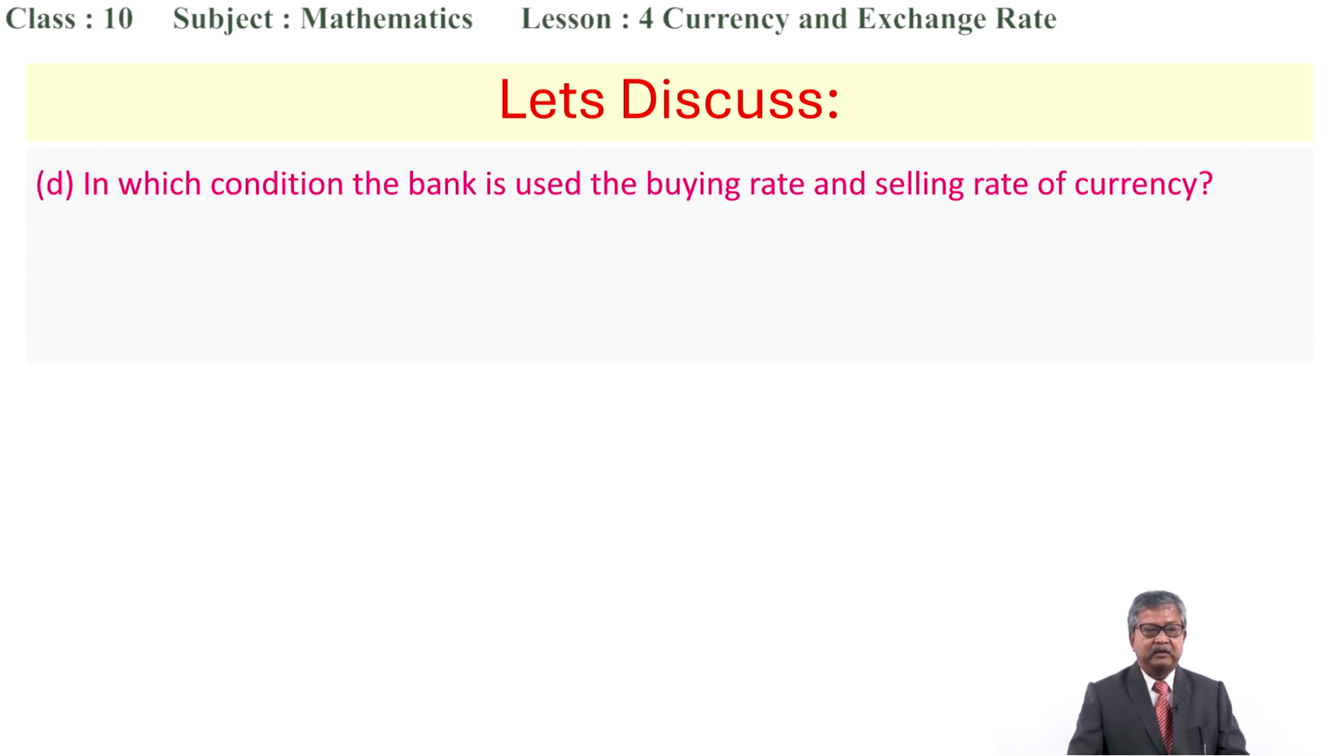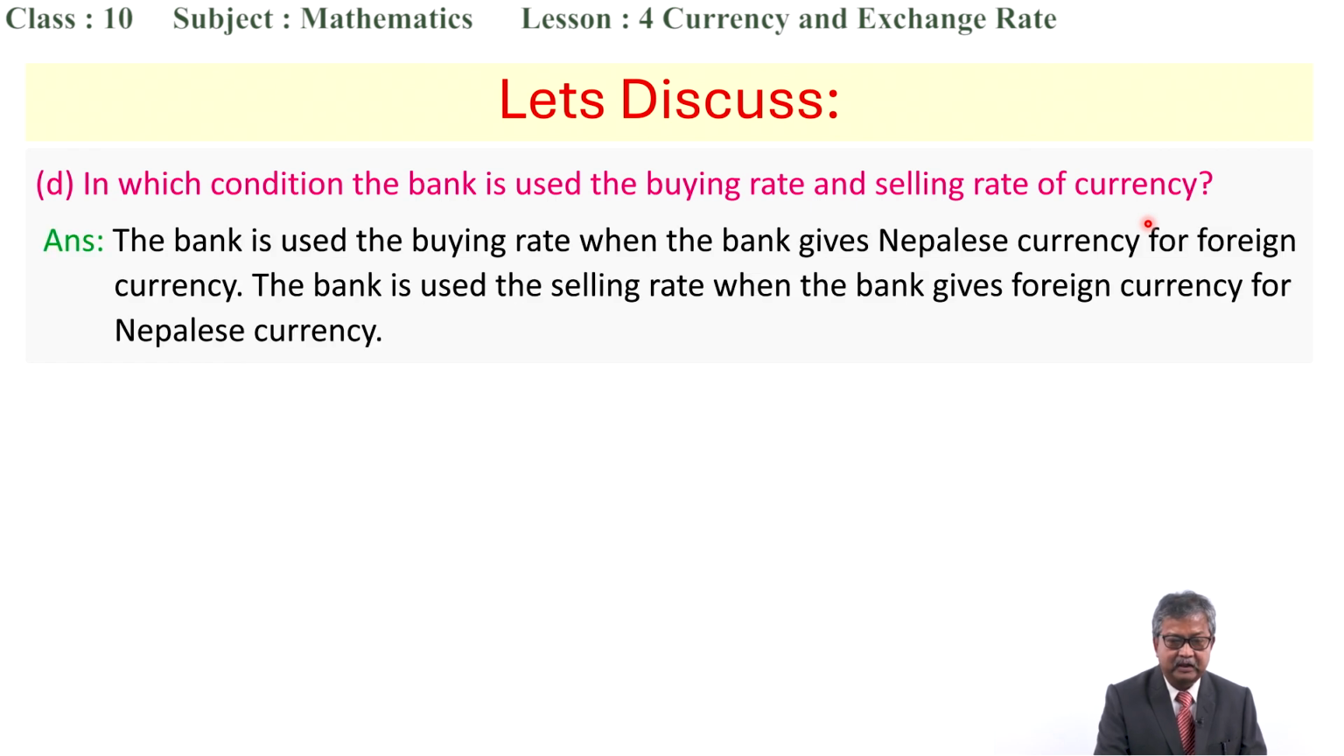Now the next one: in which condition does the bank use the buying rate and selling rate of currency? So I will just explain. What do you say? Yes, the bank uses the buying rate when the bank gives Nepalese currency for foreign currency, and the bank uses the selling rate when the bank gives foreign currency for Nepalese currency.